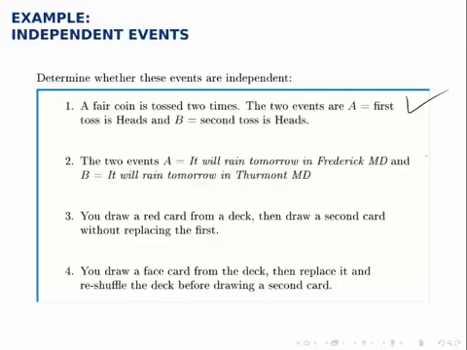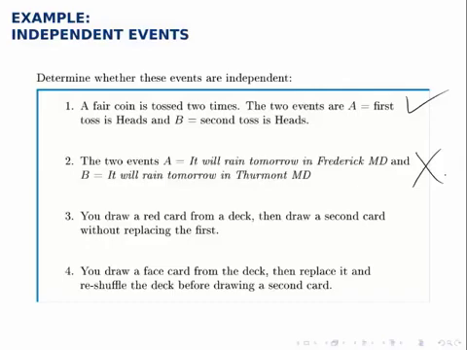The second scenario says that the 2 events are that it's raining in Frederick, Maryland, and that it's raining in a nearby town of Thurmont. These events are not independent, because if it's raining in Frederick, it's probably also raining nearby. Those 2 events have some impact on each other's probability.